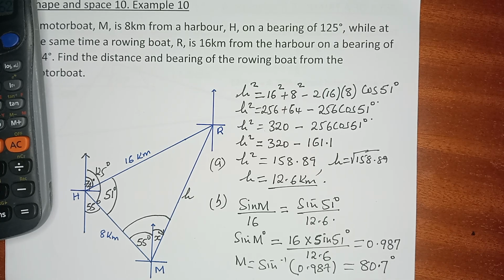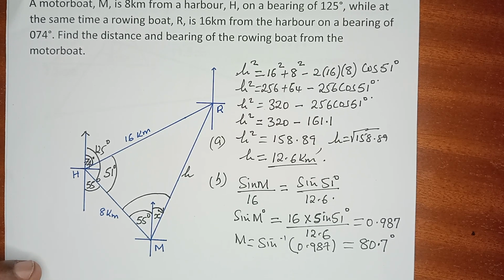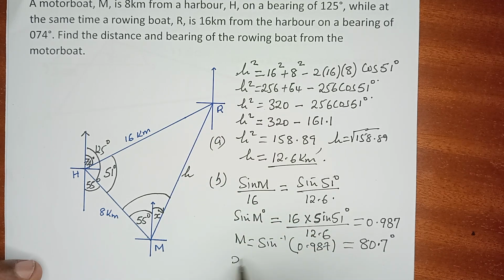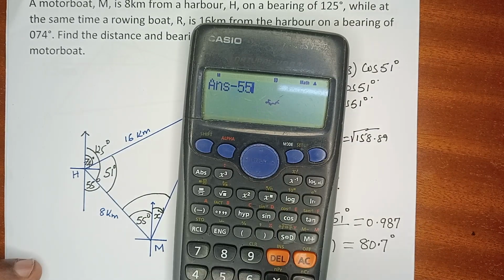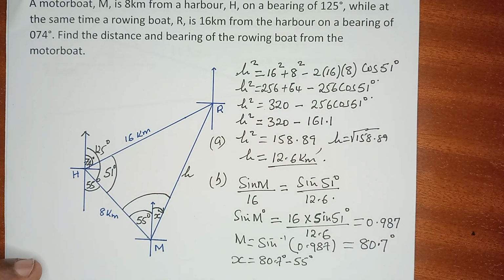What we now need to do is subtract 55 to get x, which is the bearing of R from M. X is therefore 80.7 degrees minus 55 degrees, which is 25.7 degrees. And that is what we are looking for: 25.7 degrees.